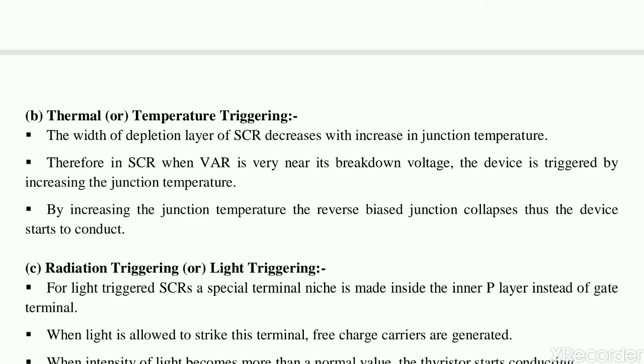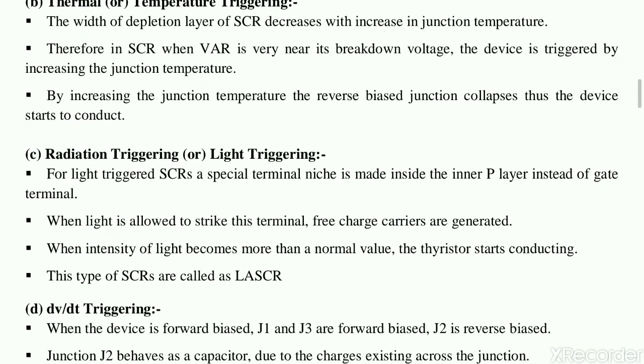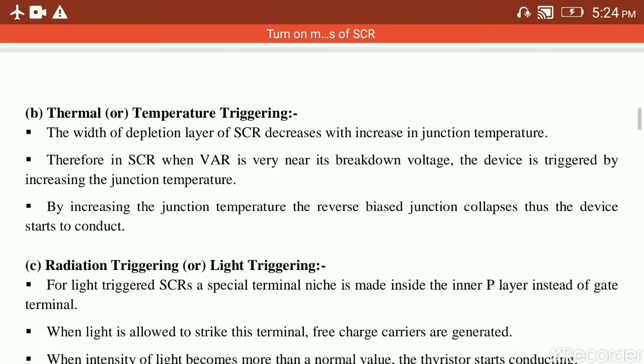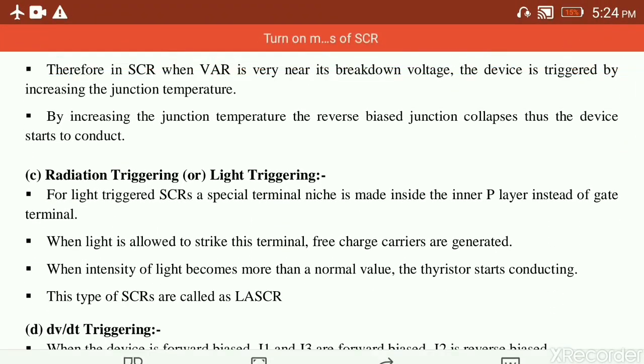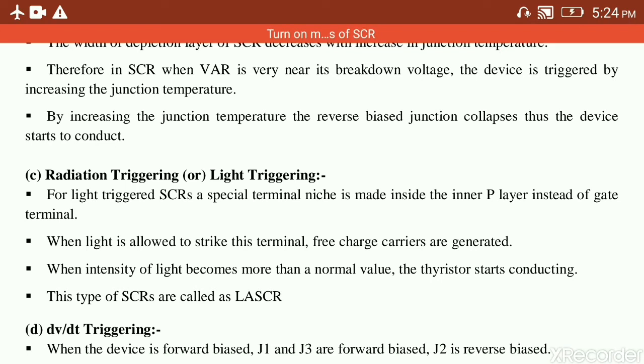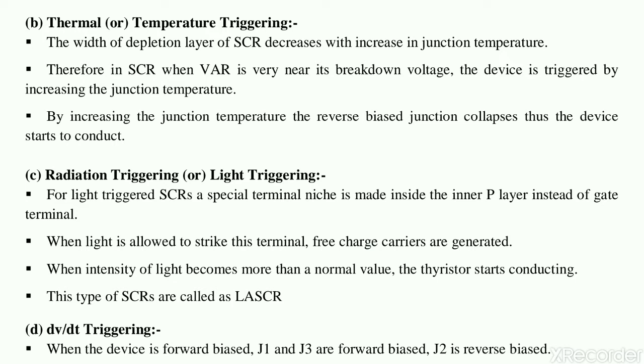The third one is radiation triggering, or light triggering. In light triggering, a special terminal niche is made inside the inner P layer instead of a gate terminal. There is a special terminal for the insertion of light. When light is allowed to strike this terminal, free charge carriers are generated. When the intensity of light becomes more than a normal value, the thyristor starts conducting. This type of SCR is called LASCR. LASCR stands for light activated silicon controlled rectifier.